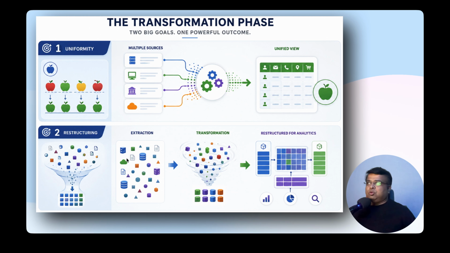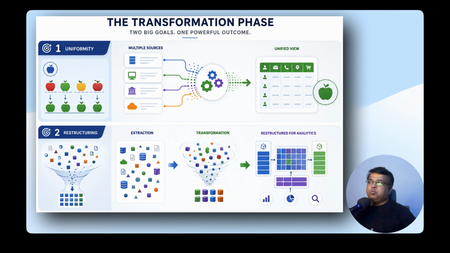The second goal of transformation is restructuring the data. Think about what happens during extraction. We basically pull a large amount of relatively raw data into the staging layer. At that point, the data can be messy, inconsistent, incomplete or unorganized across various systems. So transformation is where we reorganize and reshape all that raw information into a clean, well-designed structure that fits the architecture of the data warehouse.